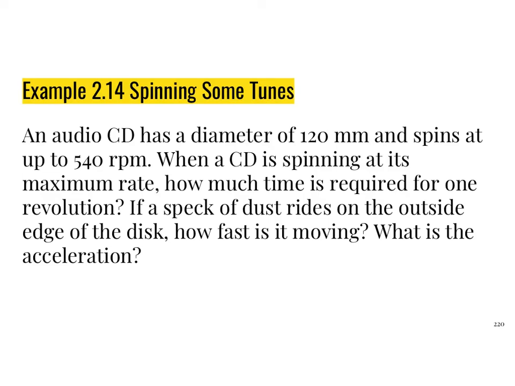All right, so we got one quick example problem, and it says an audio CD has a diameter of 120 millimeters and spins up to 540 revolutions per minute. When the CD is spinning at its maximum rate, how much time is required for 1 revolution? And if we have a speck of dust riding on the outside edge of the disc, how fast is it moving? What is the acceleration? So this question is actually giving us a lot of information and asking us a lot of questions.